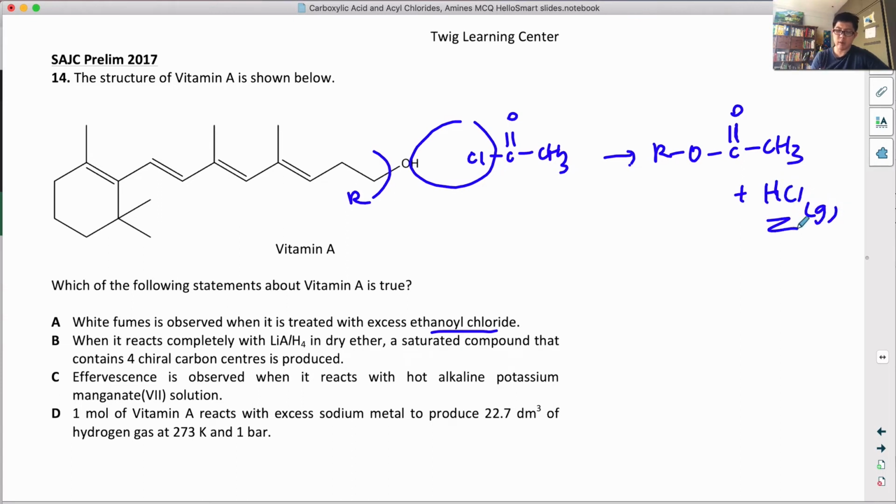So acyl chloride is always highly reactive. Usually when you react with it, you get white fumes. So definitely the answer is A. Right, answer is A. Okay, let's move on to the next one.